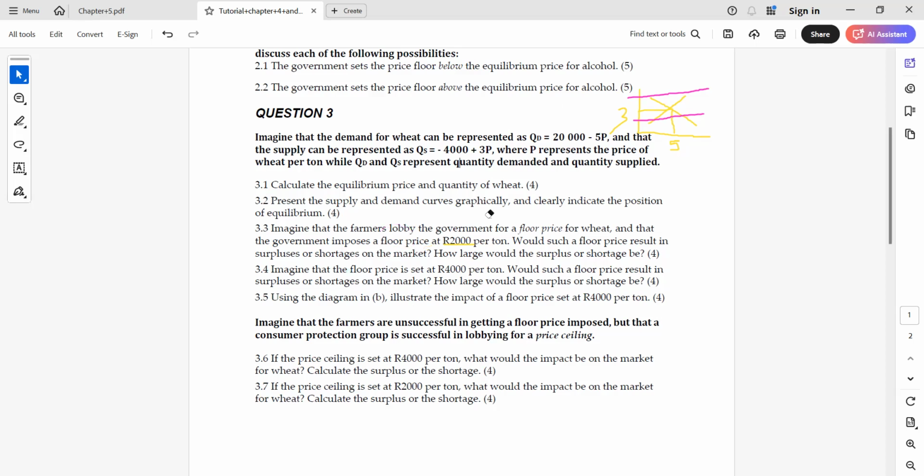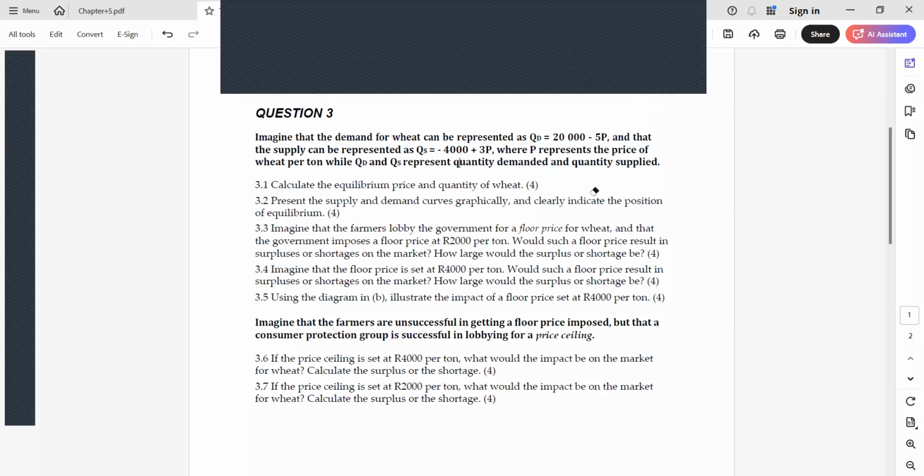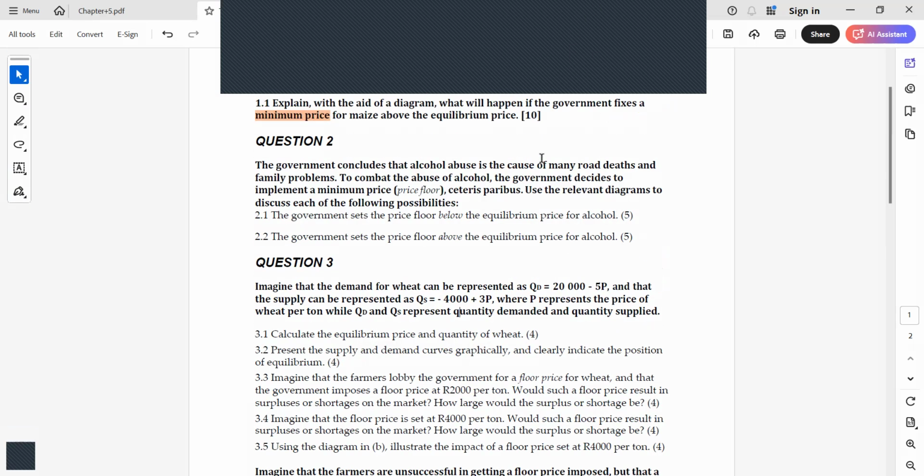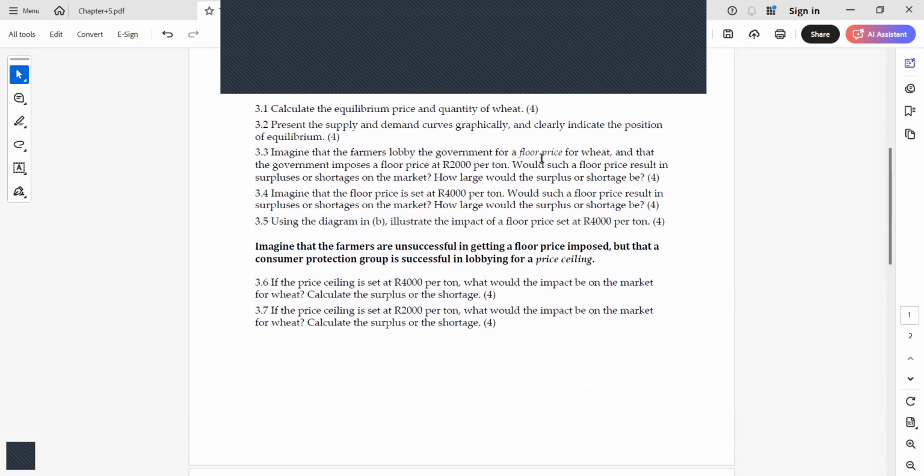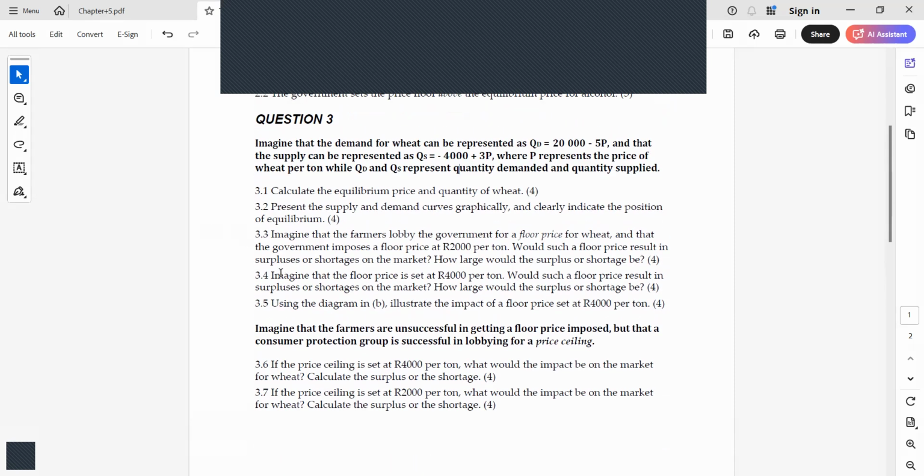The minimum price, it's above. The maximum, it's below. It's just the opposite of what you might think is the answer. So the question continues. They say now, imagine that the floor price is set at 4,000.